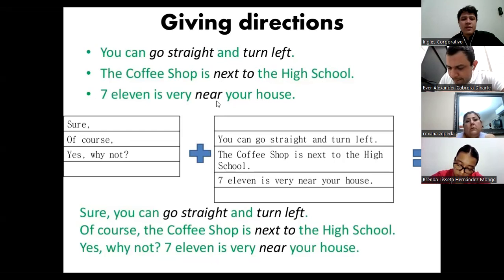7-Eleven is very near your house. You see, near. Next to, go straight, turn left. For example, we have the question: excuse me, can you tell me where Pollo Campero is? Sure, or of course. Yes, why not? You can say: Pollo Campero is next to, or in front of, or very near. So these are the ways you can give direction.